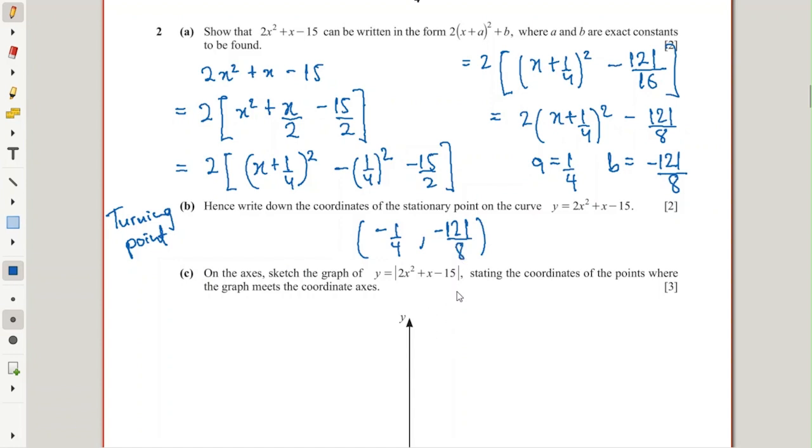Now, sometimes the question will tell you that this is a minimum curve. They can tell you to find the value of the function, or they can tell you to find the least value of the function. It will be this one, the constant. And the value of x at which it occurs, which is negative 1 over 4. So they can ask you a question like that.